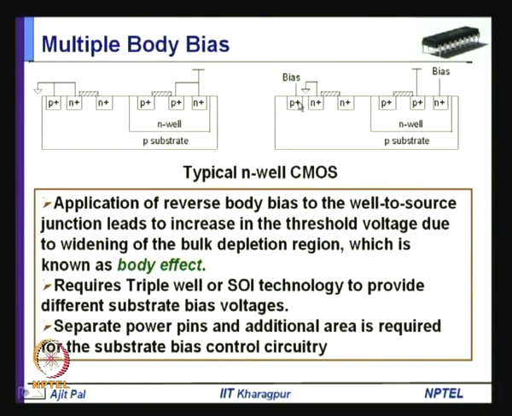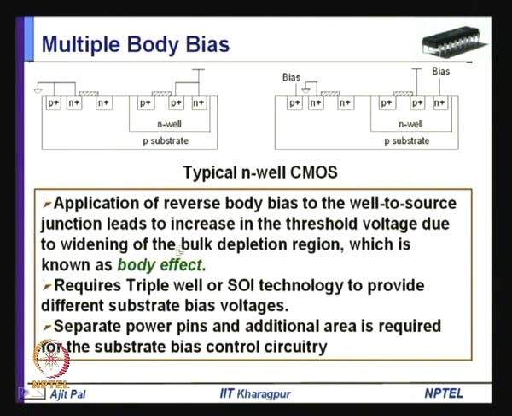it has been found that if you apply a reverse voltage here, that increases the depletion region, leading to an increase in the threshold voltage. So, application of reverse body bias, that is biasing the well to source junction, leads to an increase in the threshold voltage due to widening of the bulk depletion region, and this is known as body effect. I have already discussed it.